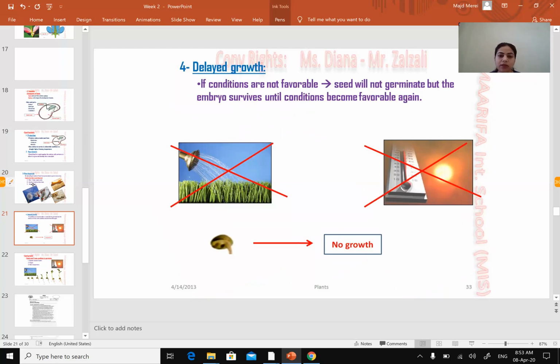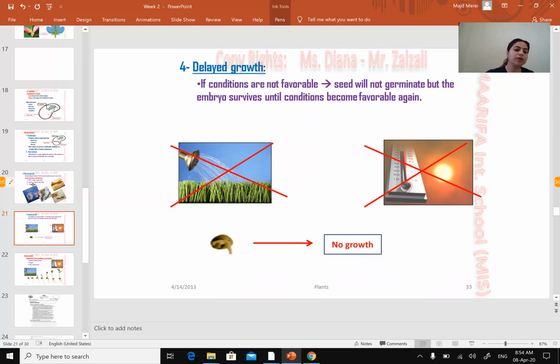The seed will stay without germination, without growing, until all the conditions are favorable. What are the favorable conditions? It depends on the amount of water, it depends on the temperature. So if conditions are not favorable, seeds will not germinate, but the embryo survives. How the embryo survives? Okay, inside the seeds with the stored food, until conditions become favorable again. In this way, we finished, okay, the 4 adaptations.